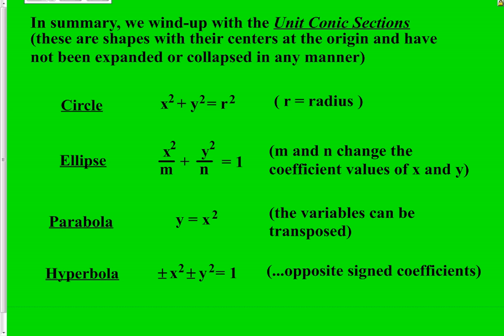Anyway, these are what we call the unit conic sections, meaning these are the most basic conic sections that each of the different types of conic sections have to offer. They have not been moved in the graph, meaning they are either centered or vertexed at the origin, and no crazy stuff has happened to them. They haven't been overly stretched one direction or the other, stuff like that.